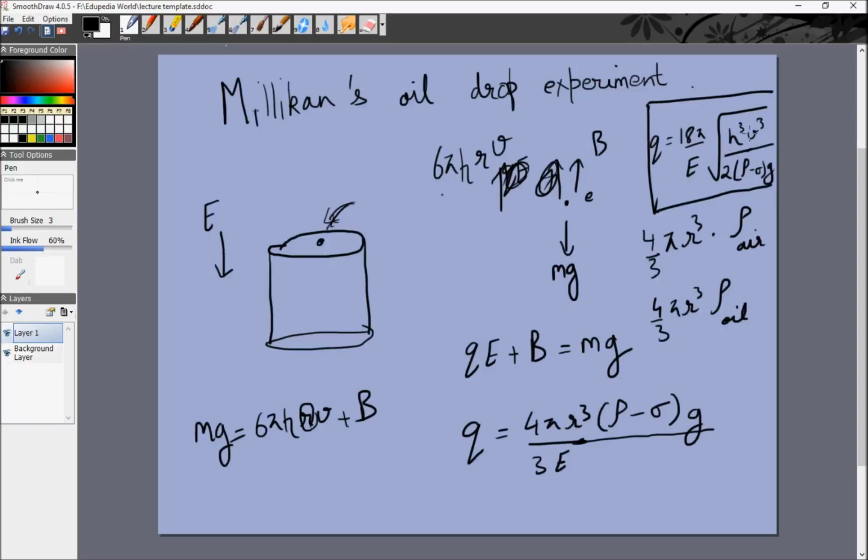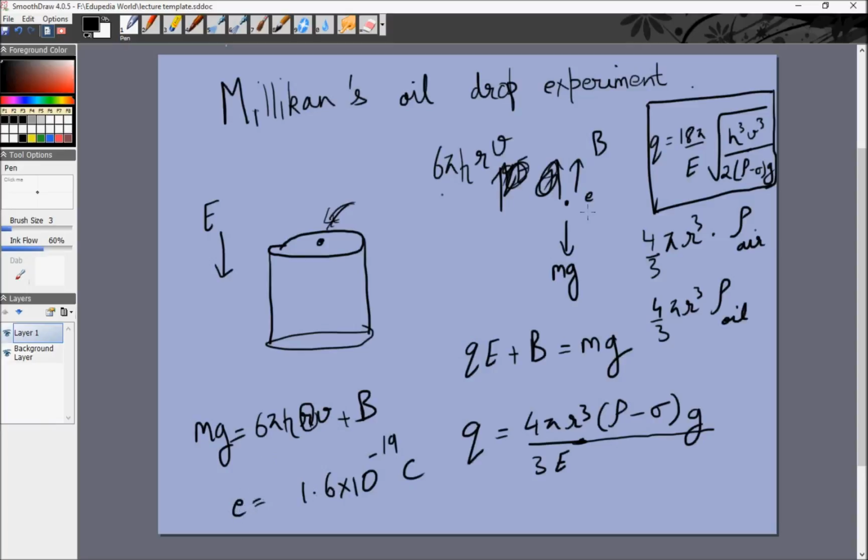Eta we already know, v can be measured by looking at how much distance it falls through and how much time, and with this equation we can actually measure the charge on those oil drops. And the interesting thing was, whenever we measured the charge on those oil drops, it was never the same, but it was always a multiple of a particular quantity, and the quantity was 1.6 into 10 to the power minus 19 coulomb. Let's call this E, the charge on the electron.